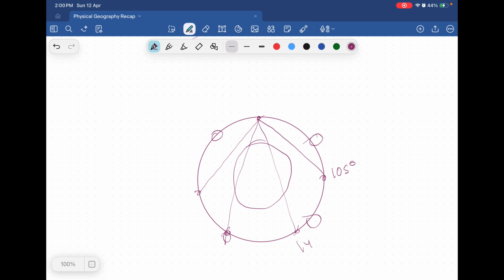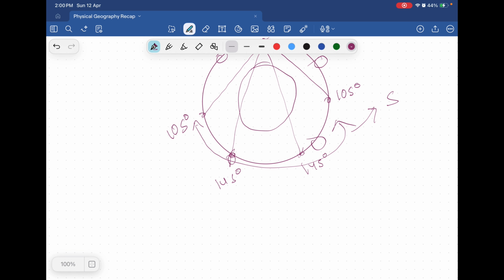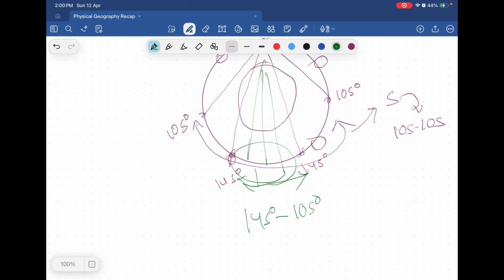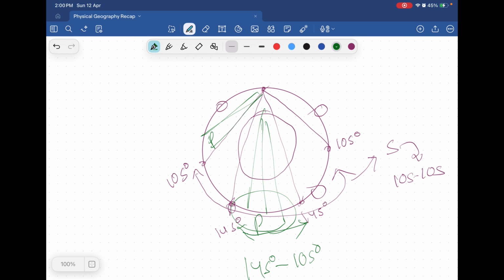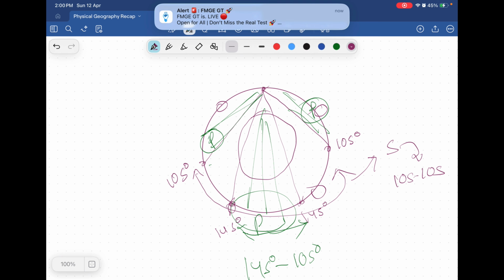We know that S wave can travel only through solids. As a result, this entirety is the shadow zone of S wave, that is 105 to 105 degrees. However, in case of P waves, the shadow zone is 145 to 105 degrees. This part, there is P wave visibility. This part, there is P wave visibility. Only this part between 105 to 145 is the shadow zone for a P wave.